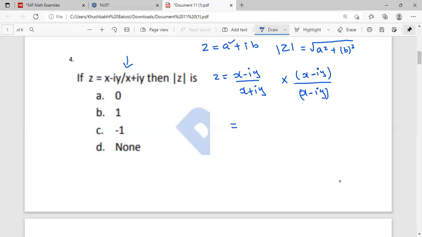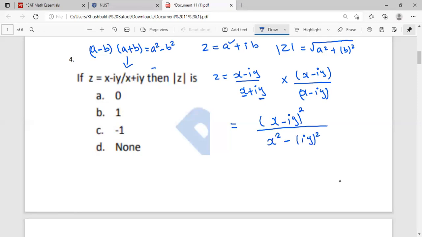So the numerators are the same. That would become (x minus iota y) whole square. And for the denominator, what is the rule? This rule is (a minus b) into (a plus b), that gives a square minus b square. So this is my a and this is my b. And the other thing which you should know is that iota square is minus 1. So this is (x minus iota y) square divided by x square, iota square is minus 1, so minus into minus is plus y square. We are clear till here.